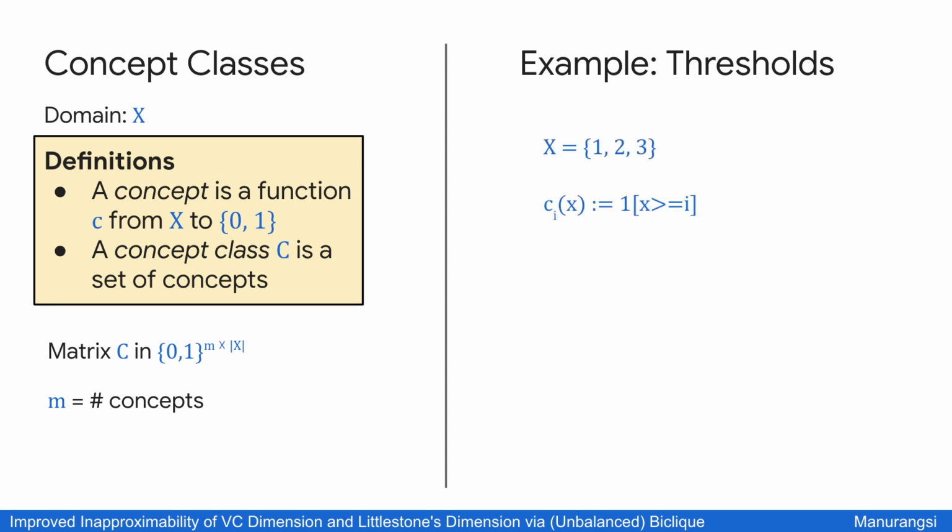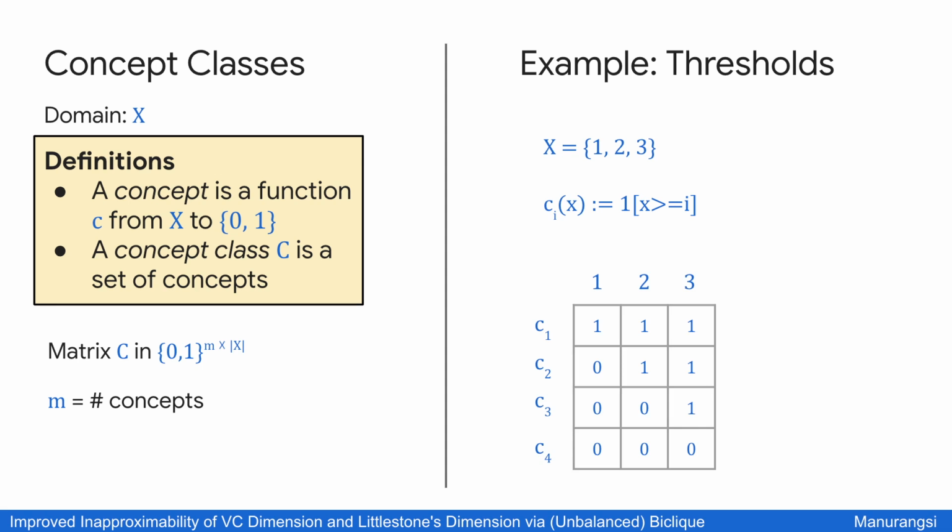Here the domain X consists of real numbers, and each concept has a threshold, denoted by i here, such that the concept evaluates on x to 1 if and only if x is no smaller than the threshold. For example, if our domain X is 1, 2, 3, then we could have 4 concepts here, where the first concept is all 1 and so on and so forth.